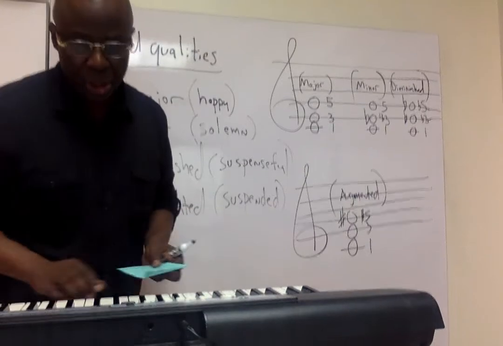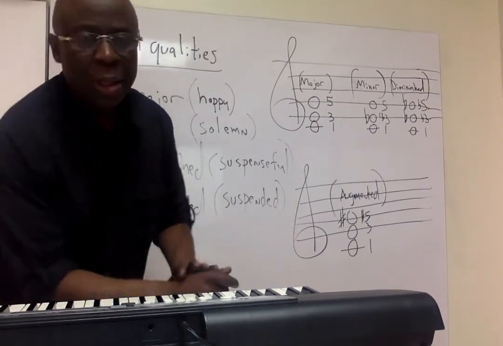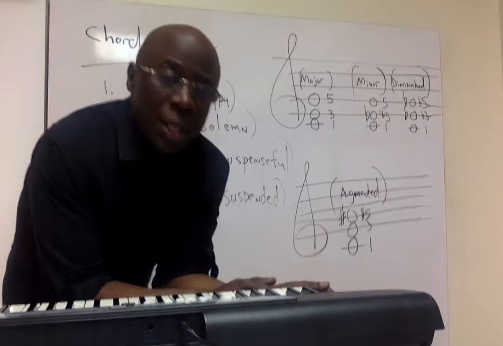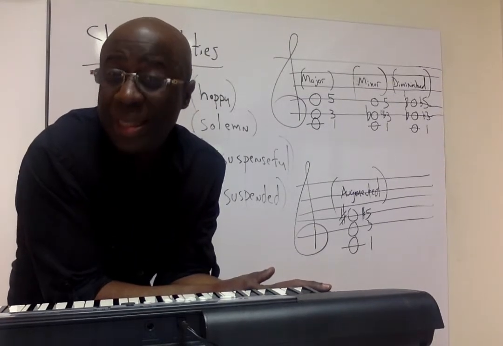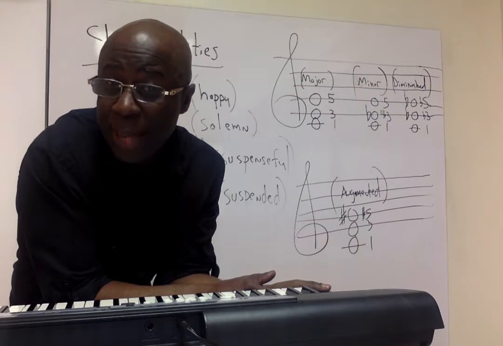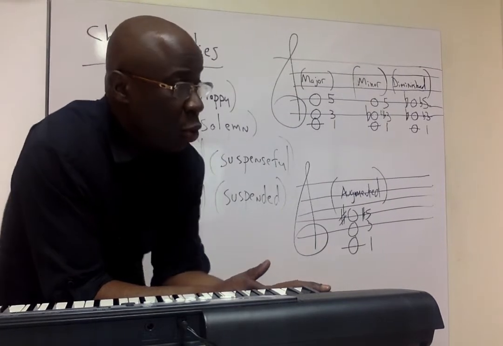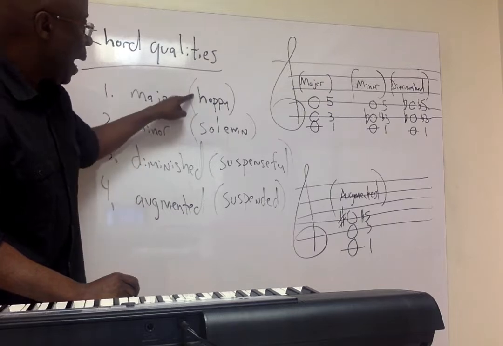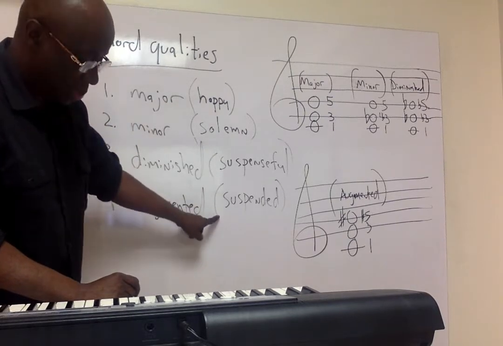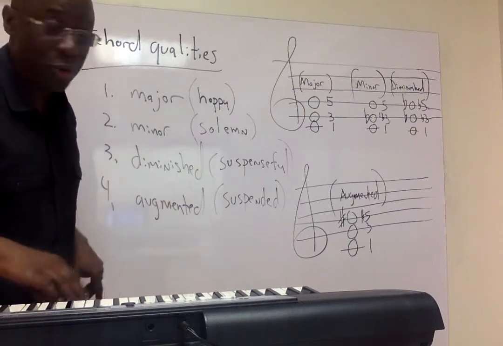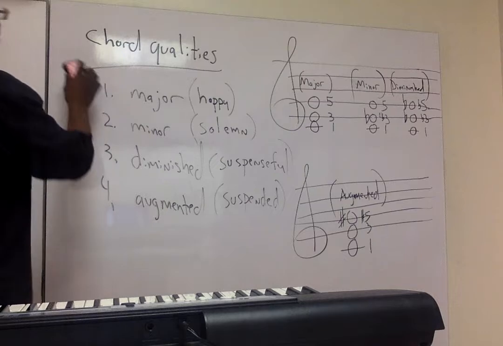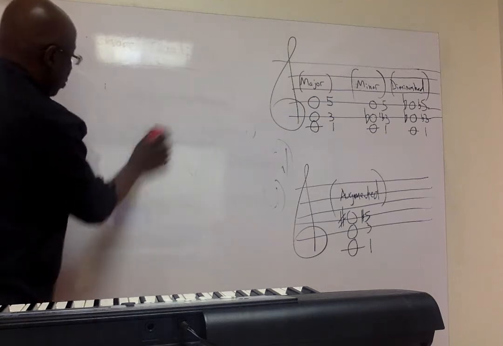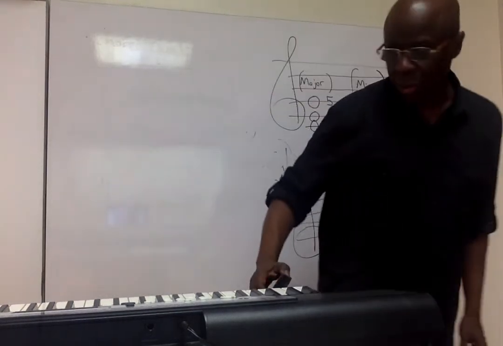So right now, we're going to do a little dictation exercise. So I want you to take out a sheet of paper, and I want you to number it from 1 to 10. So I will play 10 examples of chords that will either be major, minor, diminished, augmented, or happy, solemn, suspenseful, suspended. So please copy all of this because I'm about to erase it. Okay, little erase moment here.